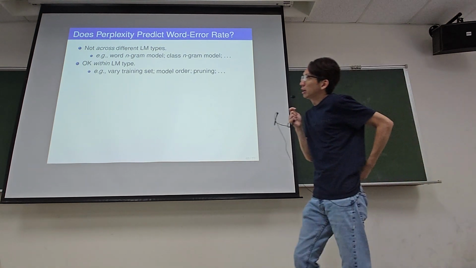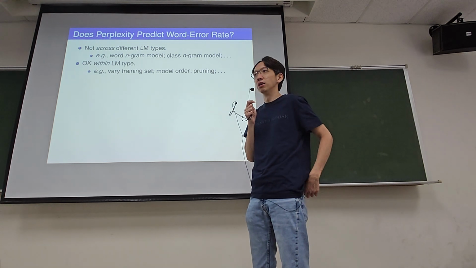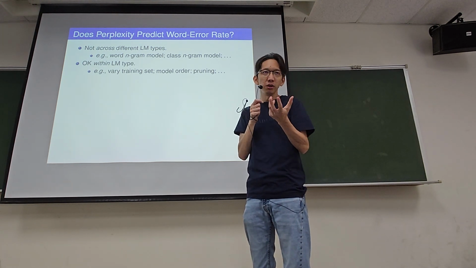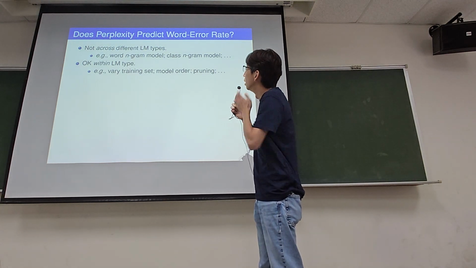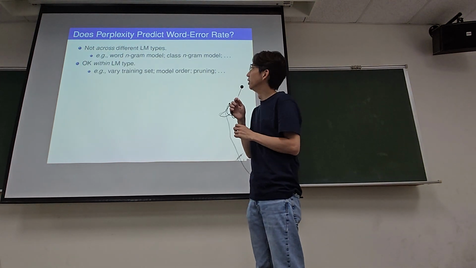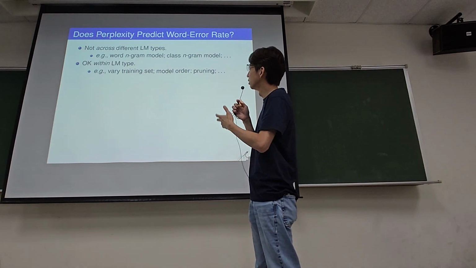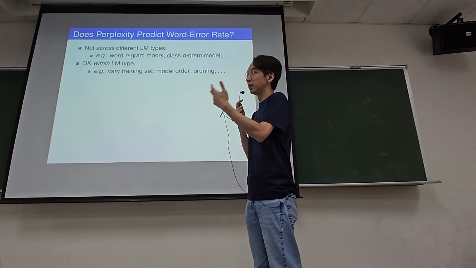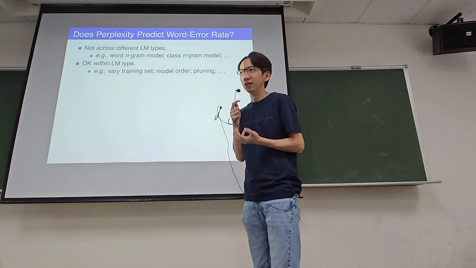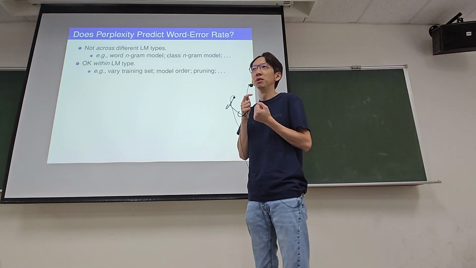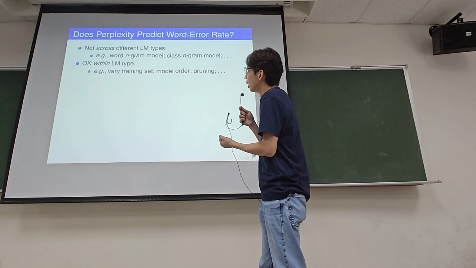So if we're using the perplexity measure as a way to predict word error rate, you say, okay, I'm going to use perplexity to evaluate whether my LM is good for the ASR system. You cannot do it across different types of language models. If you have a word language model and a classic language model, you can't compare these two. But if you have the same kind of language model, trained differently, then you can compare.